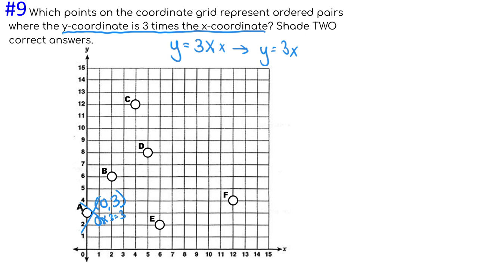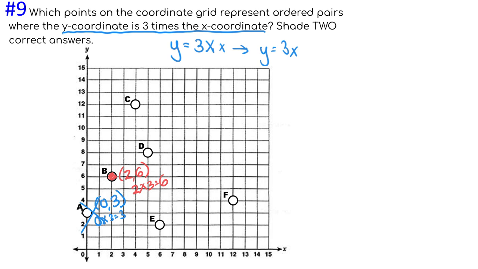B is at 2, 6. Run to 2, jump to 6. Let's check the math. Is 2 times 3 equal to 6? Looks good. So I'm going to shade in answer choice B.